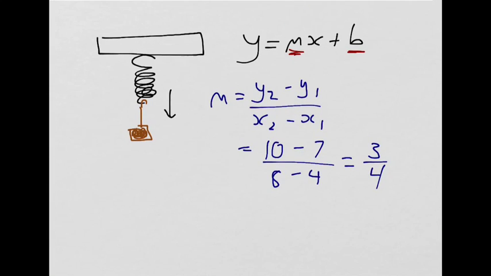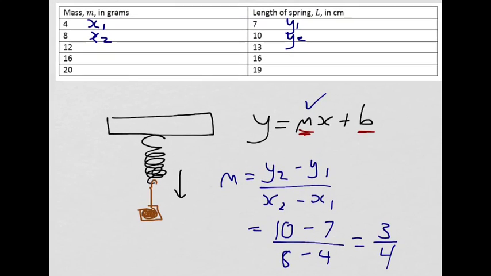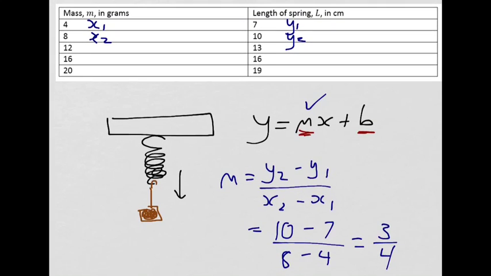Now I need the y-intercept. The y-intercept here would indicate some kind of initial data. Think about the context of the problem. What would the y-intercept mean here? What would it initially tell you about the problem? That it starts. Let me give you a hint. It's when the mass that you're attaching to the spring weighs 0 grams, or there's no mass on the spring. Let me put it that way.